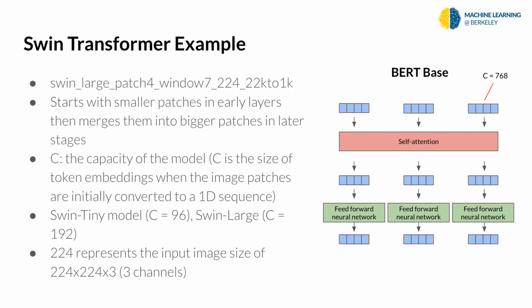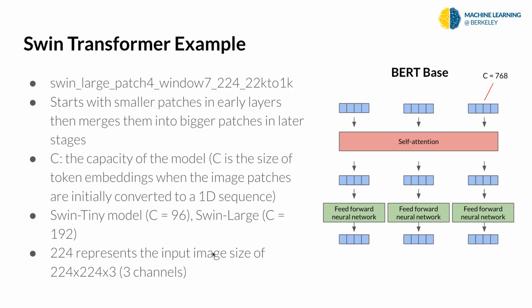C is the capacity of the model, or the size of the token embeddings when the image patches are initially converted to a 1D sequence. So we have our initial patches that we create of the image, and we're converting each of these into a token that can be passed into our transformer model and perform self-attention between, right? For BERT, for example, we know that we can have a 768 length embedding, and that represents our C for a BERT-based model. So the bigger C is, the more information you're containing. The Swin Tiny model has a C of 96 and large a C of 192.